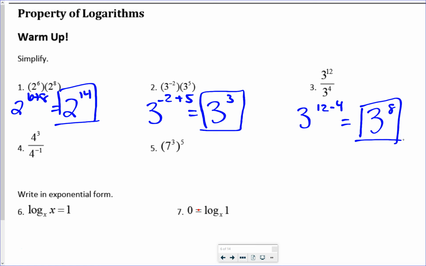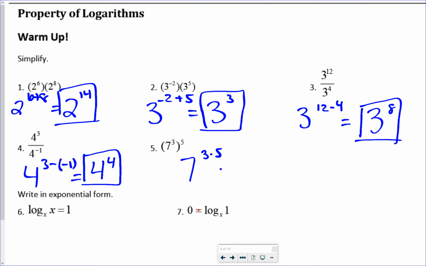All right, and then number 4, we're still subtracting. 3 minus negative 1 actually turns into 3 plus 1, so it becomes 4 to the 4th. And then last but not least, we have a power to a power. What am I going to do there? Multiply. So this becomes 7 raised to 3 times 5, which is 15.